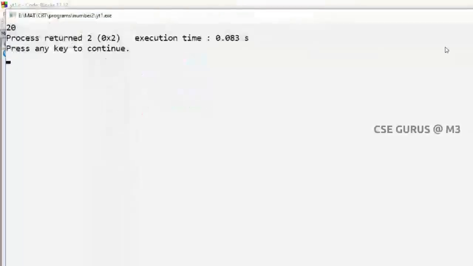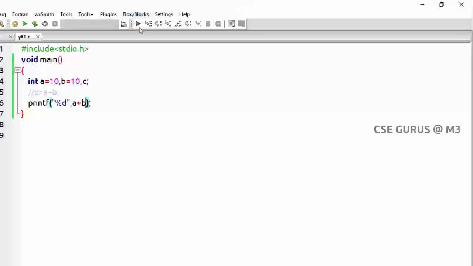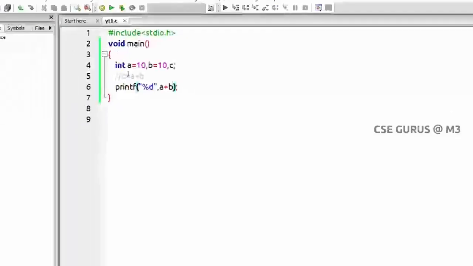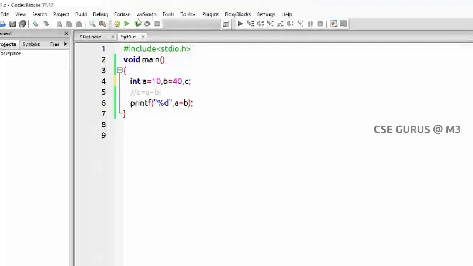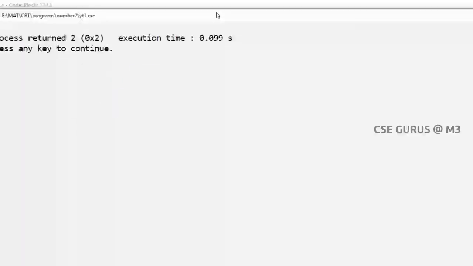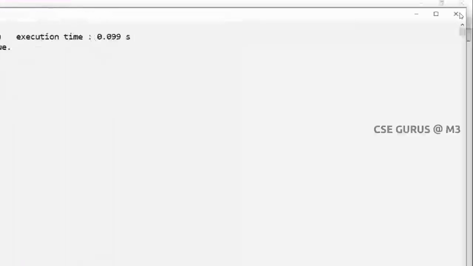You can see here, of course I have taken 10 plus 10, which is 20. Directly you can get it. Now I'll take this one as 40. Of course you will get 50, right? Yes, the output is 50.